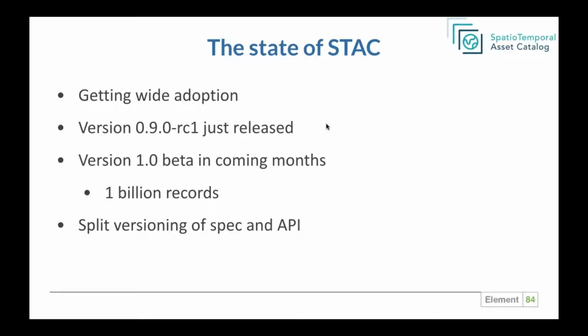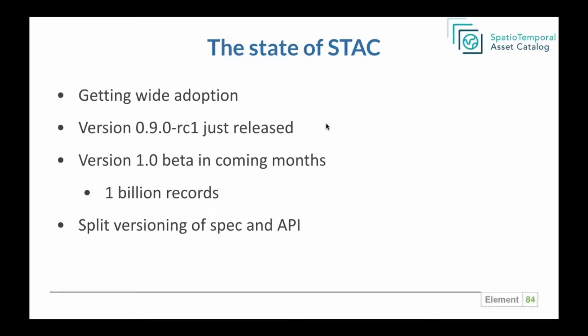maybe on paper doesn't seem so great once you actually implement it. So the goal here is to have 1 billion records online when we release a version 1, and I think that there's some companies that already have millions of records that they're using internally for STAC. So it's being used quite a bit.